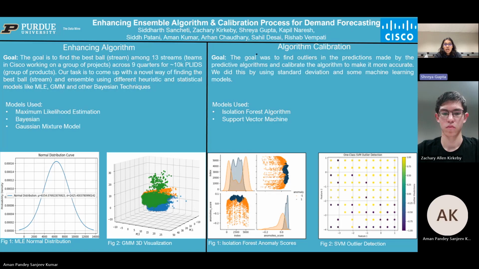The second team worked to detect anomalies, and we used three different methods. The standard deviation, which used normal standard deviation to look for outliers in Cisco's PLIDs. We first found the average, and then we measured how spread out the data was from the average. We set a threshold and decided that any point that lay outside of that threshold would be considered an outlier.